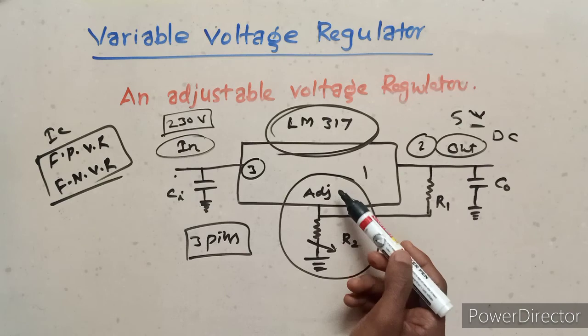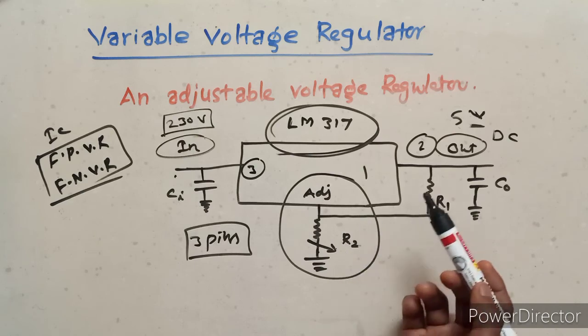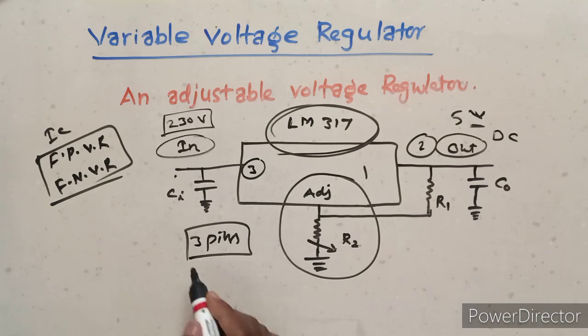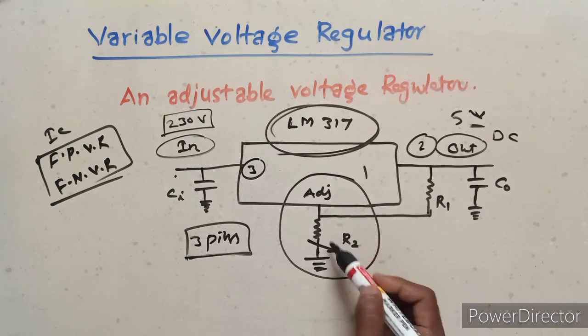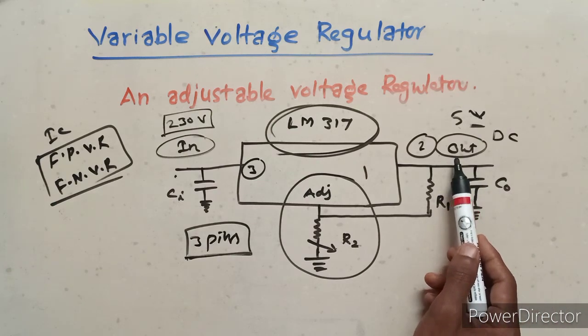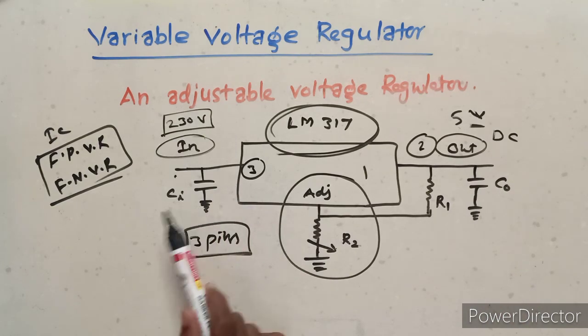The adjustable pin terminal is provided with a variable resistor which lets the output vary over a wide range. This is the circuit of the variable voltage regulator, the 3-pin regulator. Three pins means three terminals. The first terminal is connected to the adjustable resistor, the second pin collects the output DC voltage, and the third pin connects the input voltage.